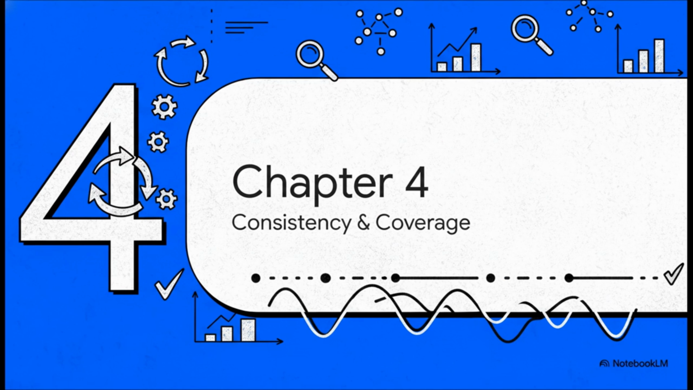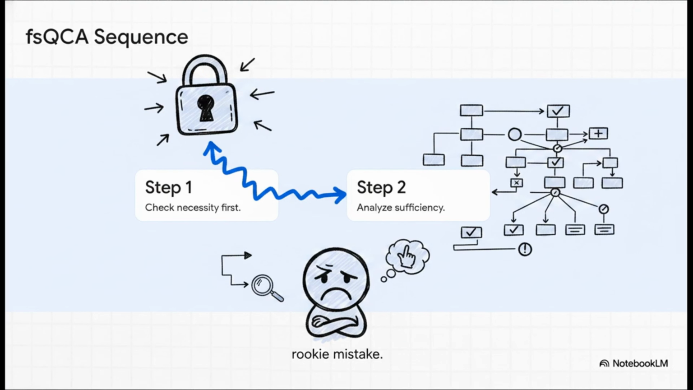Chapter 4, Consistency, Coverage, and Sequence. All right, so the absolutely crucial point here is the sequence of your workflow. You must strictly follow this order. Always test and clear out your necessary conditions before building a truth table for sufficiency. Why? Well, because if you have a necessary bottleneck condition, it's going to be present in every single successful configuration anyway. Ignoring necessity and jumping straight to the truth table, that's a classic rookie mistake, and it can completely undermine your entire analysis. It is exactly the kind of methodological error that reviewer 2 is going to spot immediately and use to reject your paper.